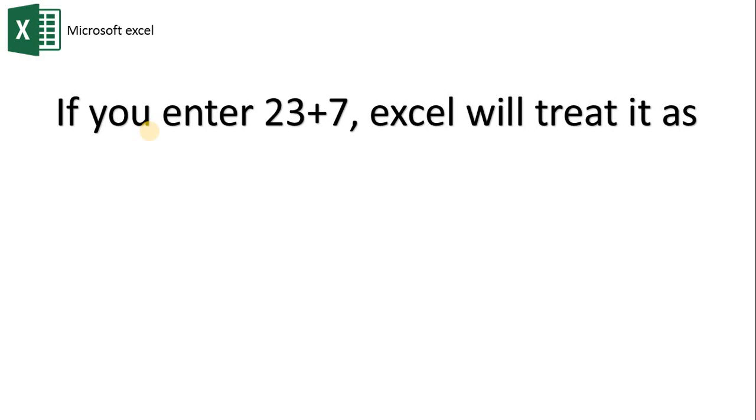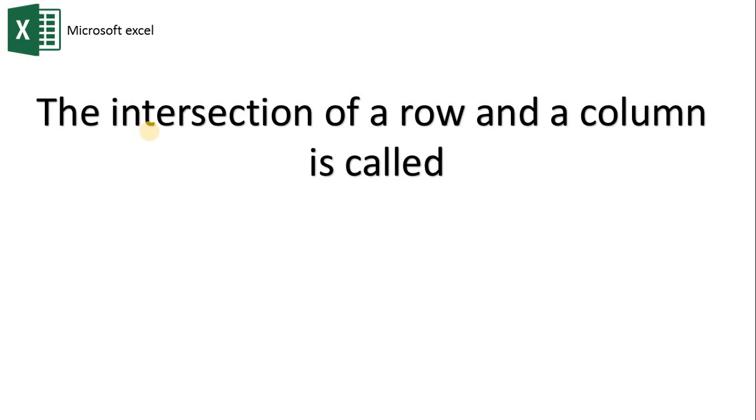If you enter 23 plus 7, Excel will treat it as text. The intersection of a row and a column is called cell.